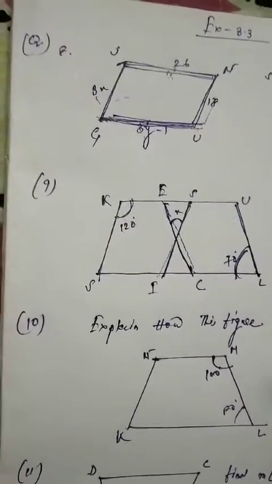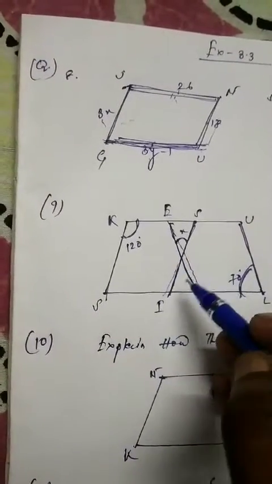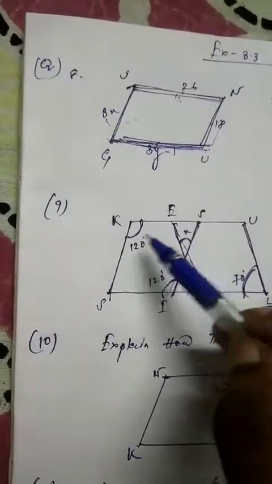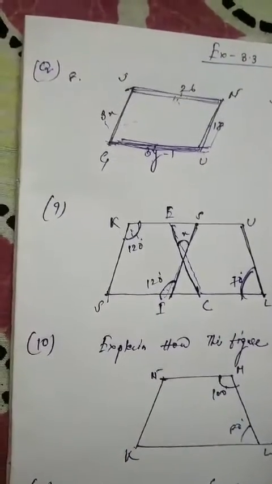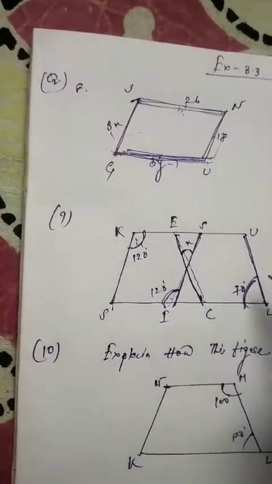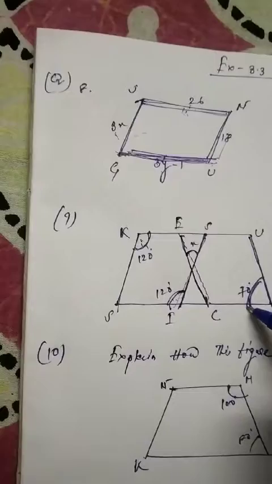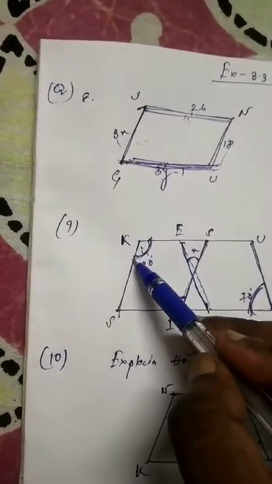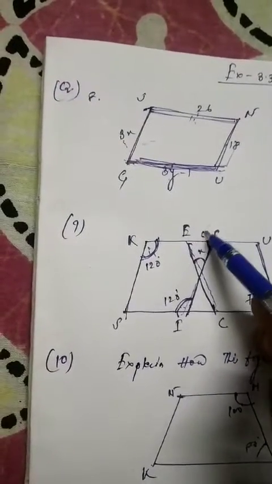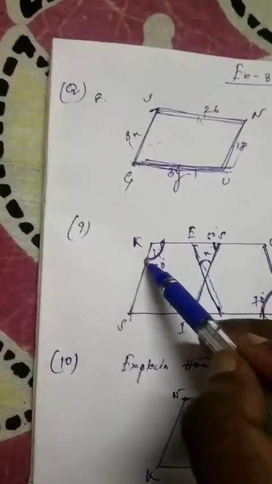So children, how to find the value of x? It's really very simple. If this is 120, this angle will be 120, because we know that opposite angles of a parallelogram are equal. Acha. Now, children, if this one is 120, this small angle here will be 60 degree, because we know that in a parallelogram adjacent angles form 180 degree. If this angle is 120, this angle will be 60.